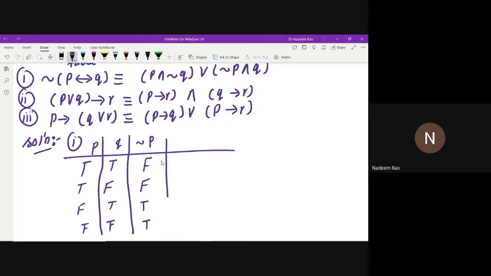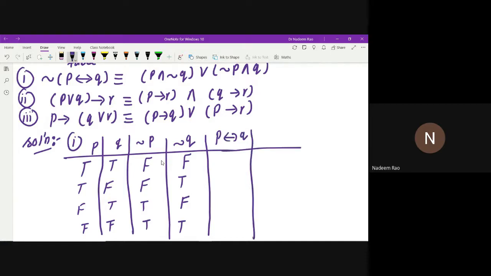Then we write the negation of Q: false, true, false, true. Okay. Then we find the biconditional, P if and only if Q. So P if and only if Q.